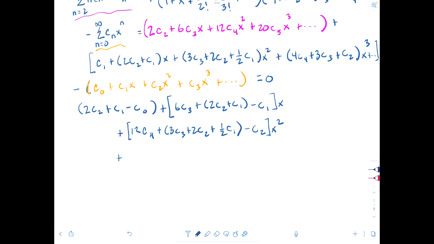And then the cubic will have 20c5 plus 4c4 plus 3c3 plus c2, and then minus c3, times x cubed, equal to 0.